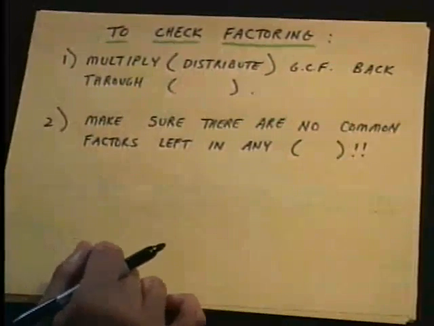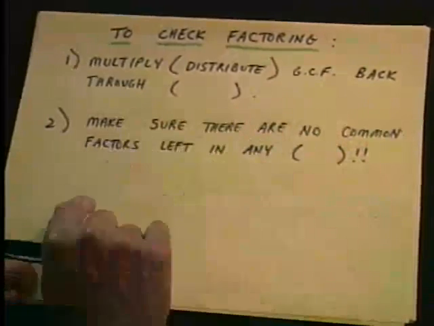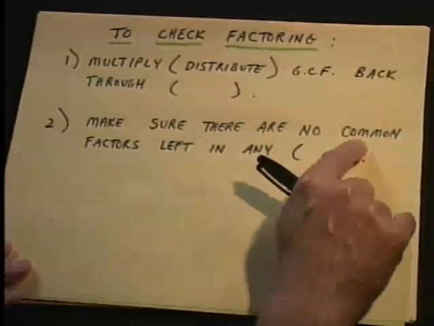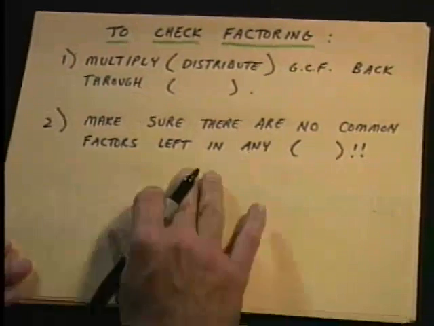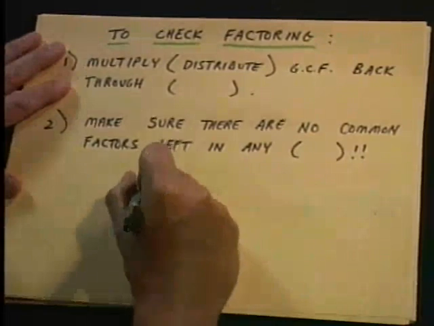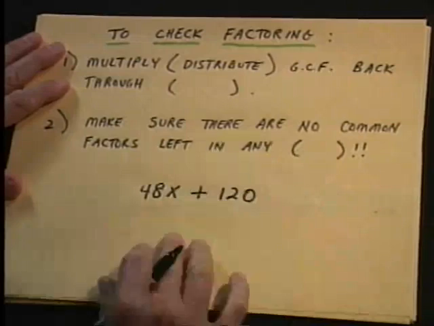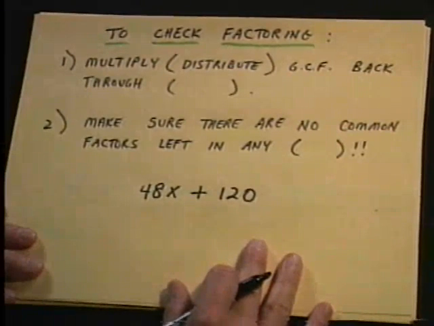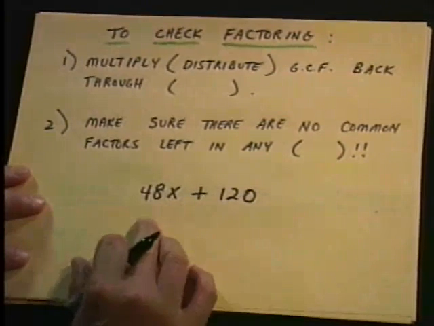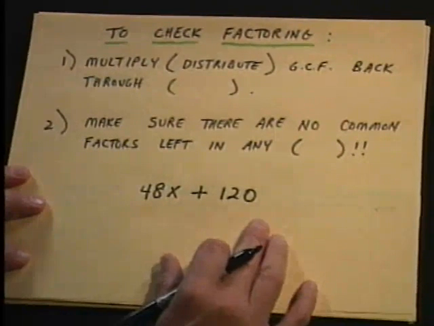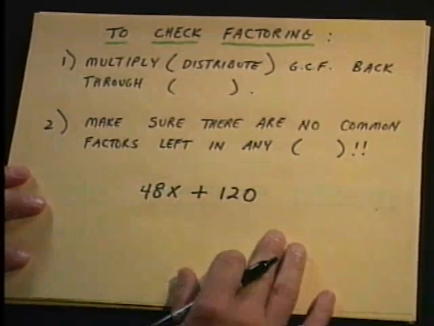Ta-da, here it is. To check factoring, multiply or distribute that greatest common factor back through your parentheses. Make sure there are no common factors left in any of the parentheses. What I mean by that is, sometimes I get a problem like this, 48x plus 120, and I'll ask students to factor that. And they'll go, wow, Young, there's all kinds of numbers that go into that 48x plus 120. You could take a 2 out. You could take a 4 out of each term. You could take a 6 out of each term. You could take a 12 out of each term, and maybe even more.